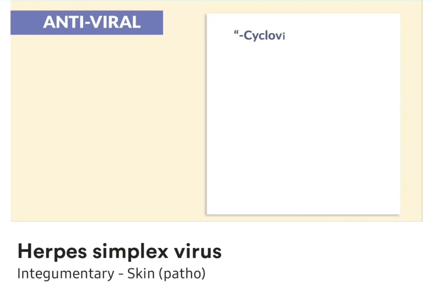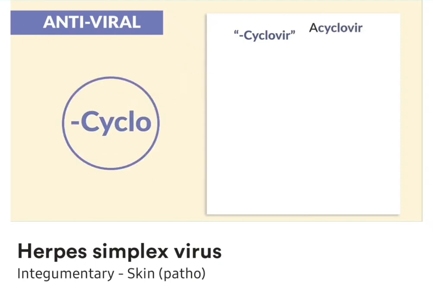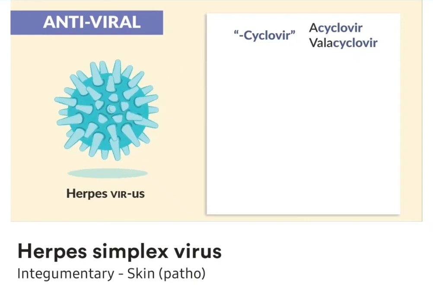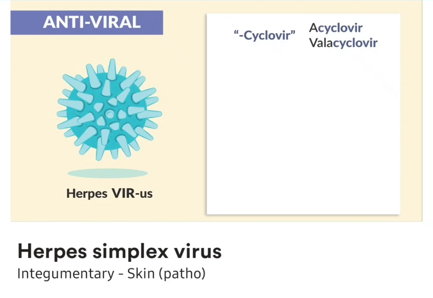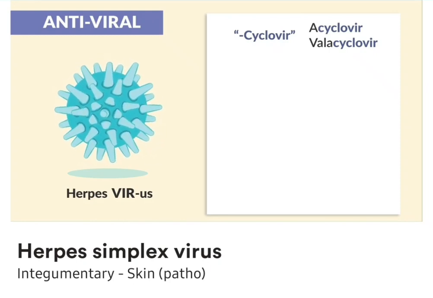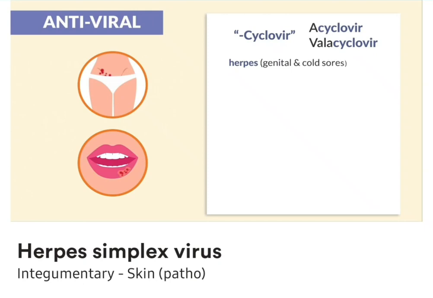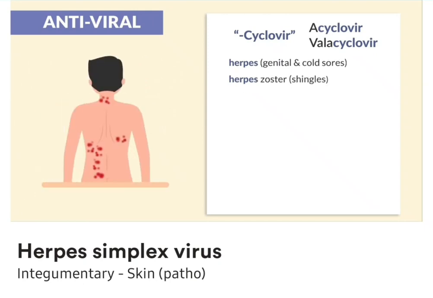These guys end in cyclovir, like acyclovir and valacyclovir. Now they kind of sound like circle here since herpes sort of looks like circles. And you can remember the vir is used to treat viruses like certain types of herpes. So herpes genital and cold sores and herpes zoster, which is shingles.